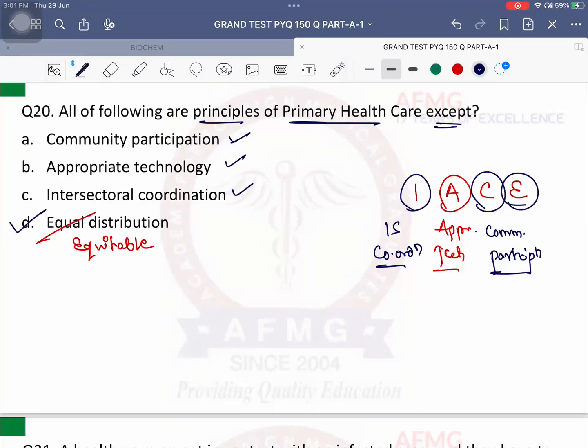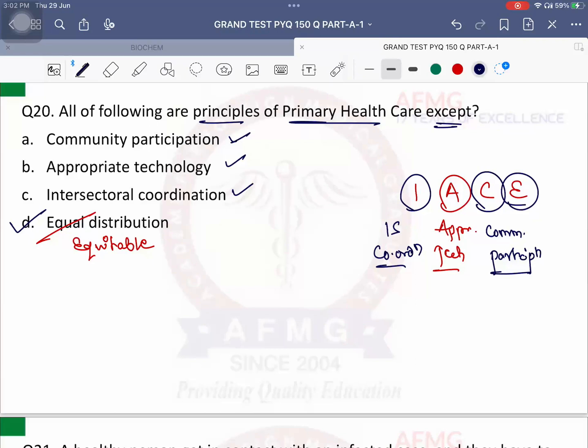What does equitable mean? Take from those who have, give to those who don't have, and bring them all to the same level. That is what is called equitable. So equitable is give to the poor and uplift them to the same level. That is the basic thing known as equitable. Understood? So equal means the same for everyone, but equitable means those who don't have it, focus on them. So that is equitable distribution.